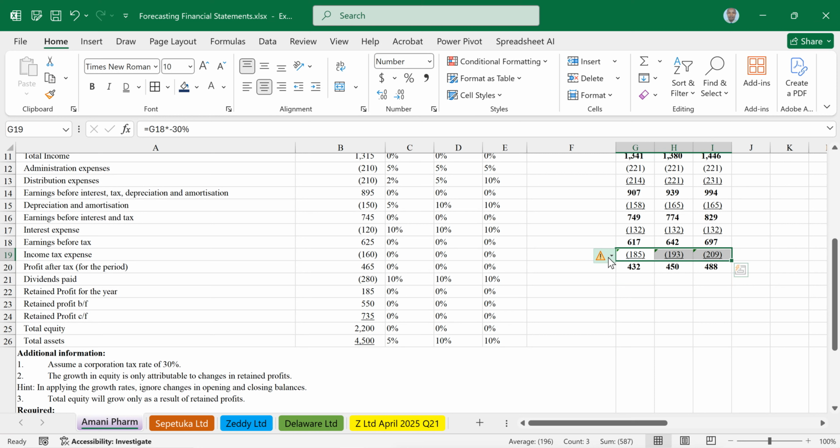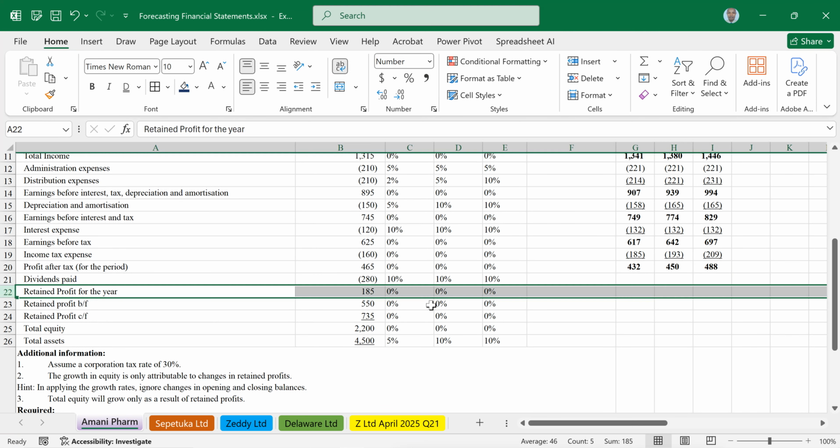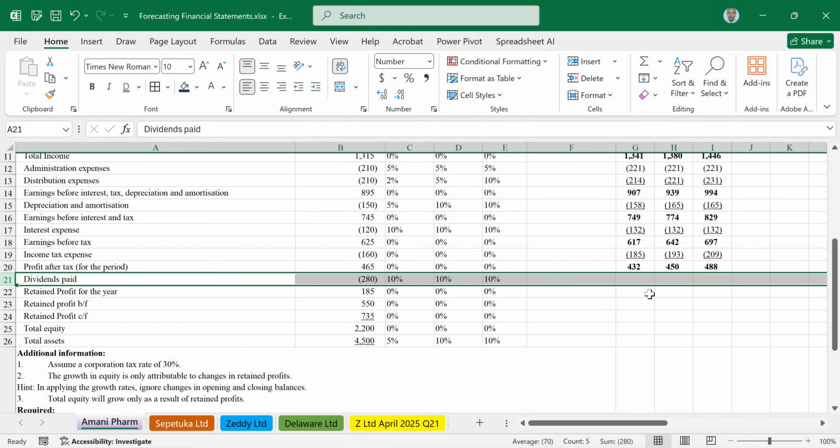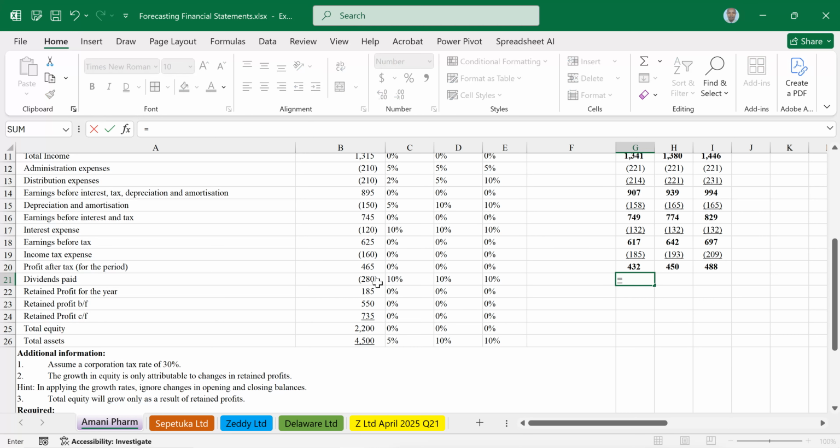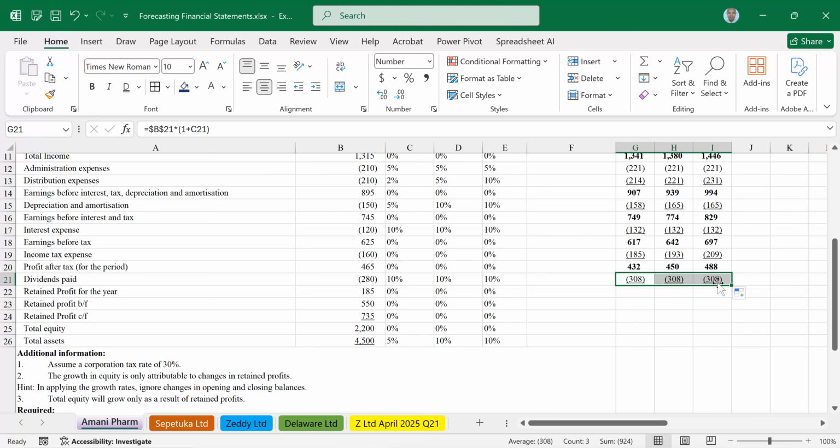You select this and ignore this error. Retained profit for dividends paid. Dividends paid will be equal sign. Click on the other dividends, lock it, times, open bracket, 1 plus, click on the 10%, close bracket, enter. That becomes our dividends paid. The retained profit for the year is the summation of these two. Then you sum them up, alt equal. Ignore any error. Then this can be centered.